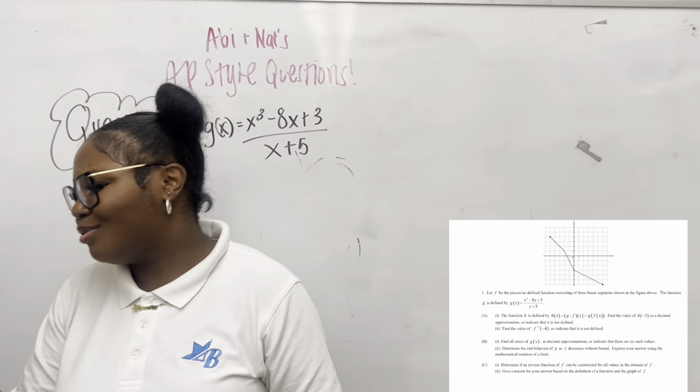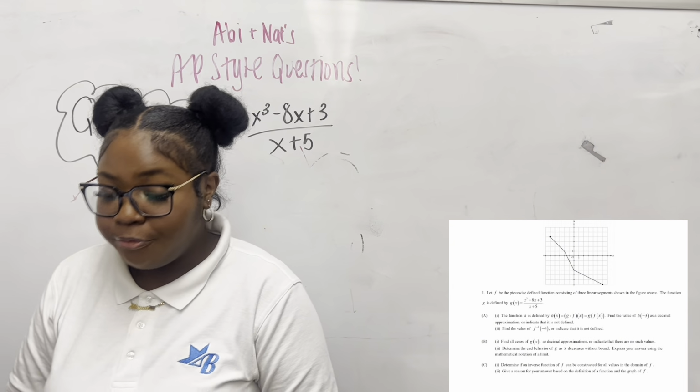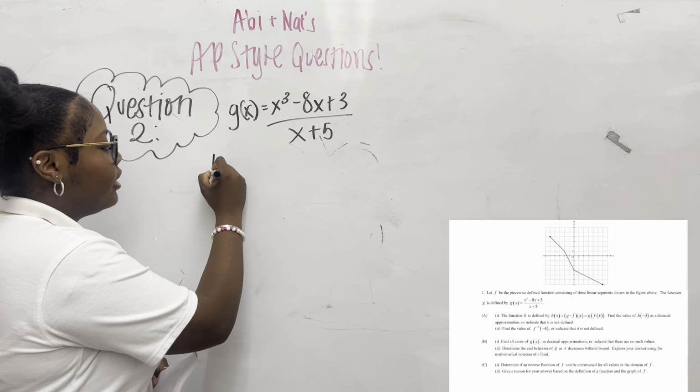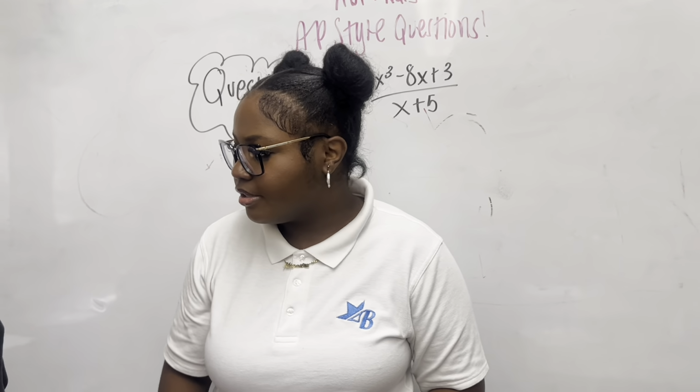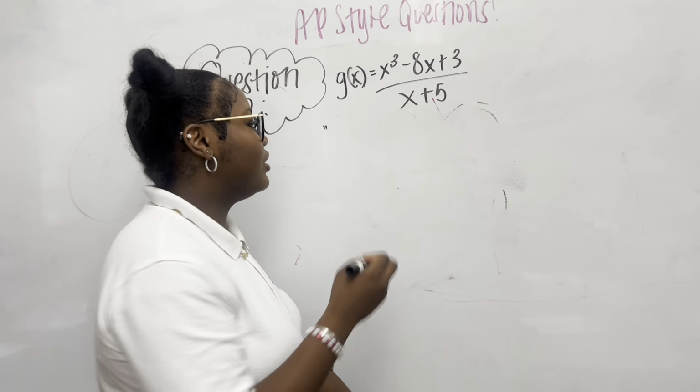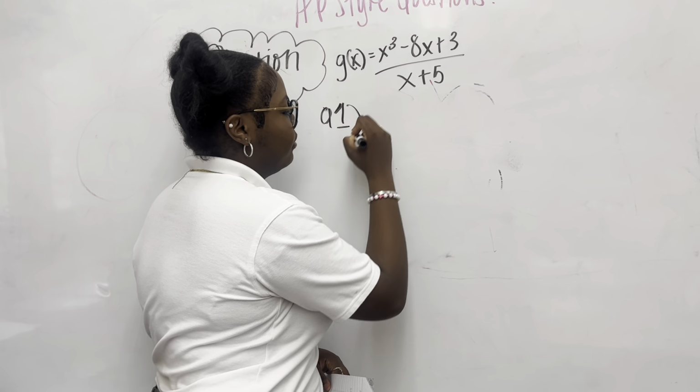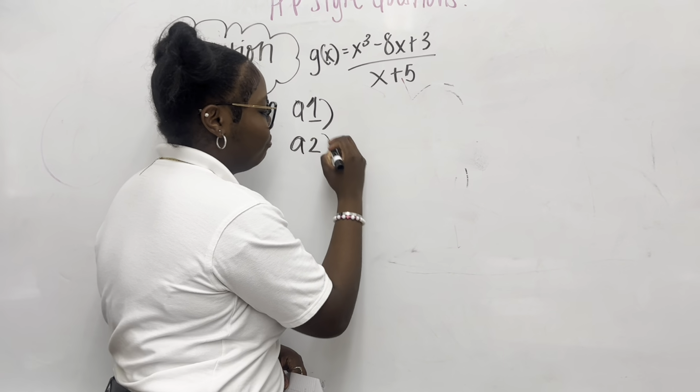So let's see what the question is asking us. The question will be on it now. So it's a two-part question. It's A and there's B. It's a two-part question. It's A1, then A2.